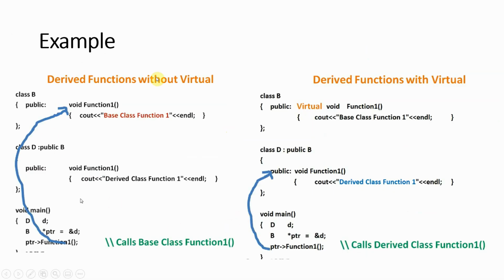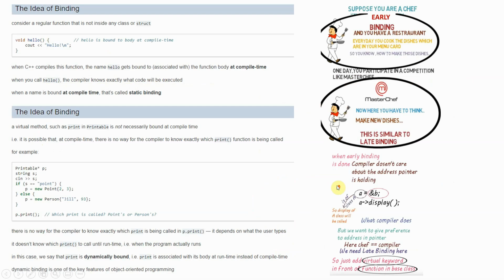This is another example that shows how polymorphism works in this case. Here you have early binding. So if this pointer is pointing to a derived object, it's going to call function 1 from the base. But once you add the virtual keyword, then it's going to call the function 1 from the derived class.